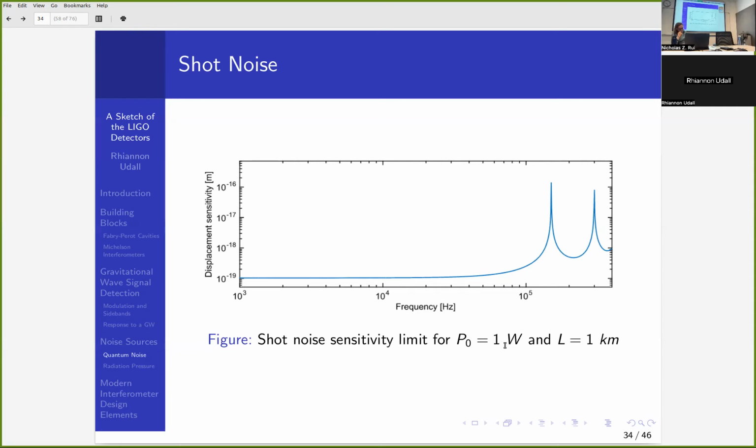Is that correct? No. It's 10 to the 5, not 10 to the 6. What is this? 200 times root 10. Anyway, you decrease this by that amount, and then you're getting into the 10 to the minus 22, 10 to the minus 23 range. That's how much you can get the shot noise down to allow for sensitivity to gravitational waves.